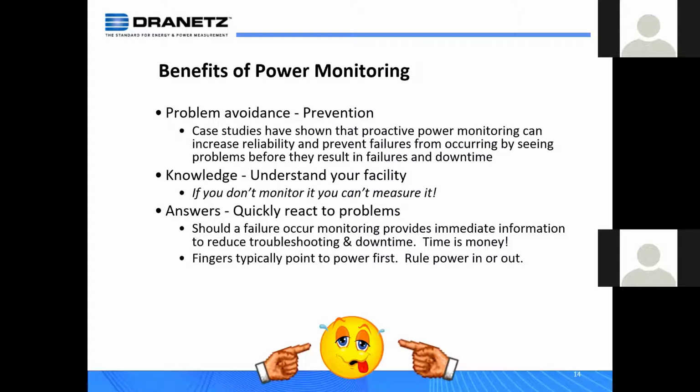I'll give you a real example without citing names. It's a large government organization that we work with, and they use a particular brand of UPSs, and they know that as these UPSs have aged, they have transient problems on their output. They have these filter capacitors, and they know that when those transients start to occur, those filter capacitors are starting to fail.